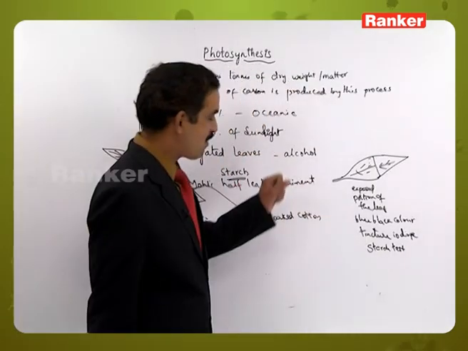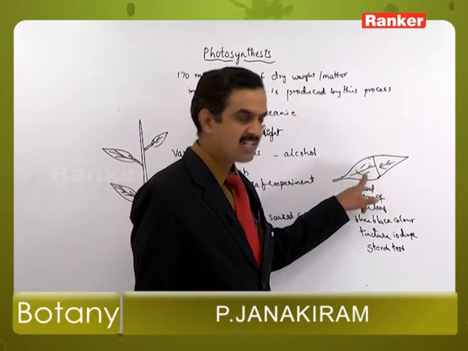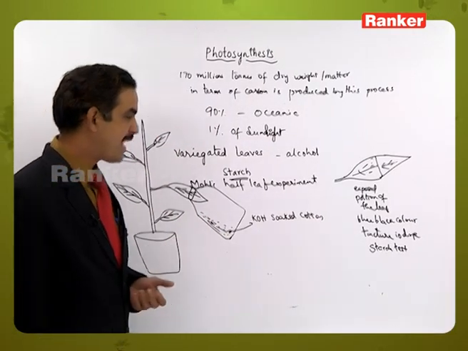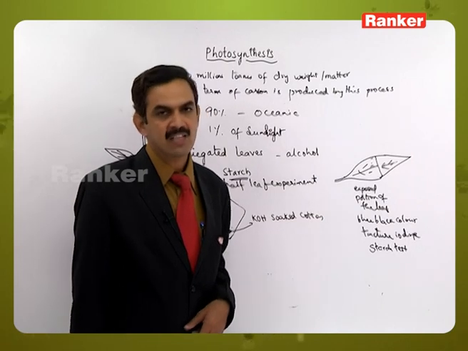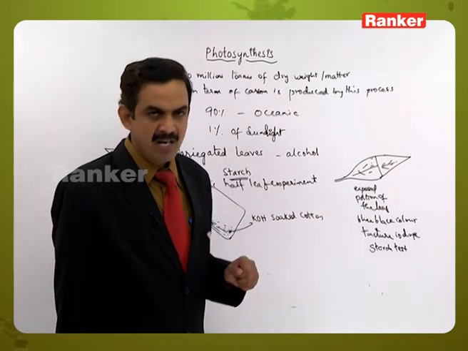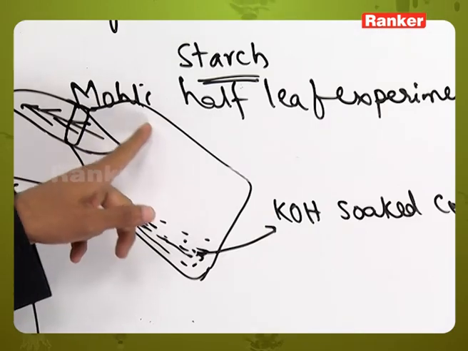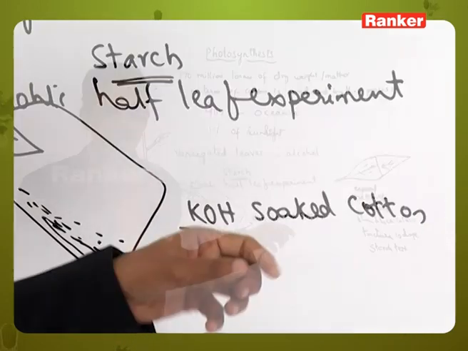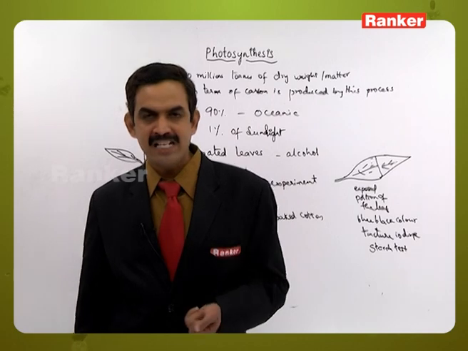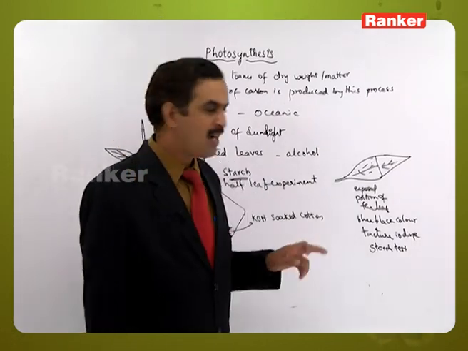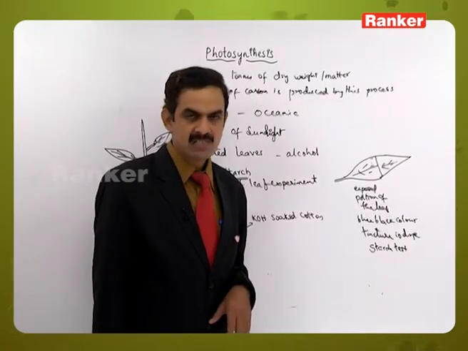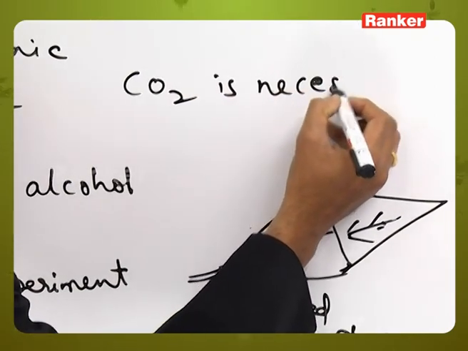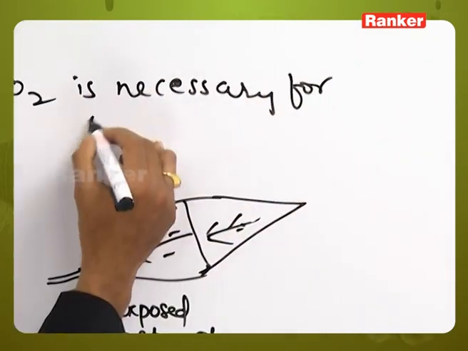When this part is converted into blue or black color, that shows that it contains starch, and the part inserted into the bottle did not give blue-black color with tincture iodine. That shows the inserted part does not have starch. Why? Because the carbon dioxide present in the atmosphere was absorbed by the KOH solution. That is, the KOH makes carbon dioxide not available to the leaf, which is why this part is not able to synthesize food materials. This is how it shows that carbon dioxide is necessary for photosynthesis.